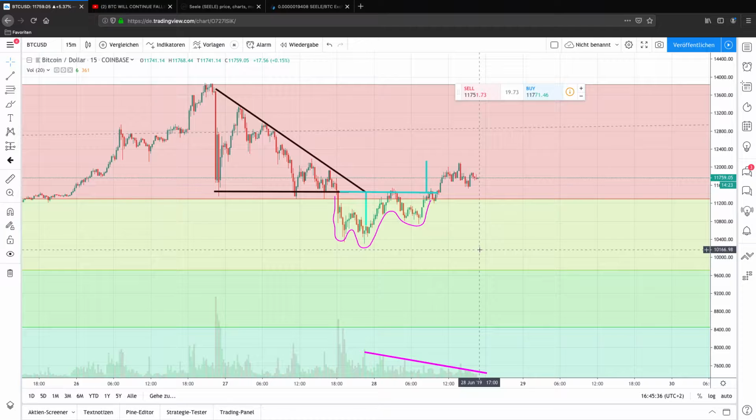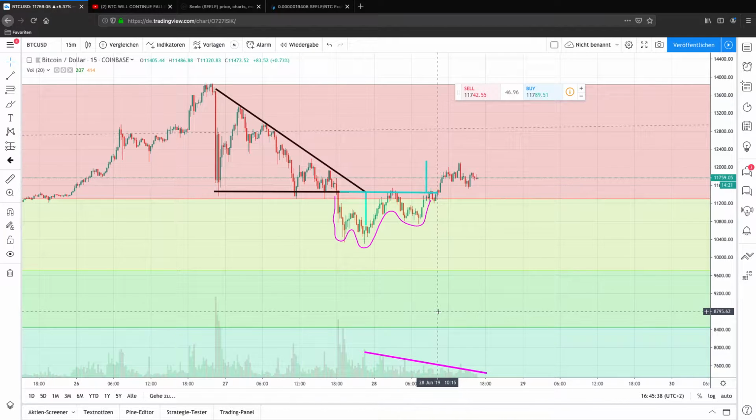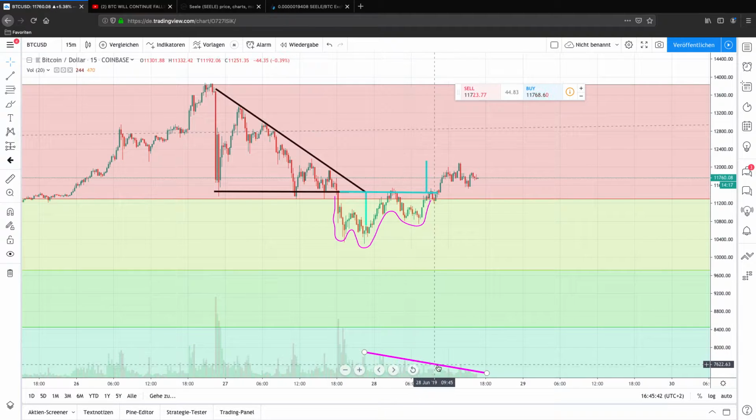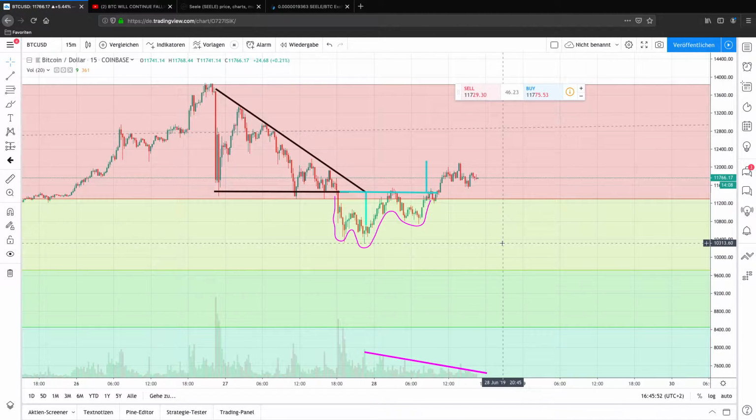The second information or indicator is the volume. And as you can see, the volume is declining. So this shows me that the probability increases for a movement to the downside.